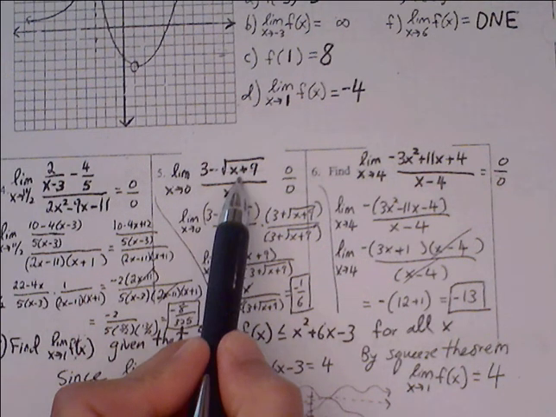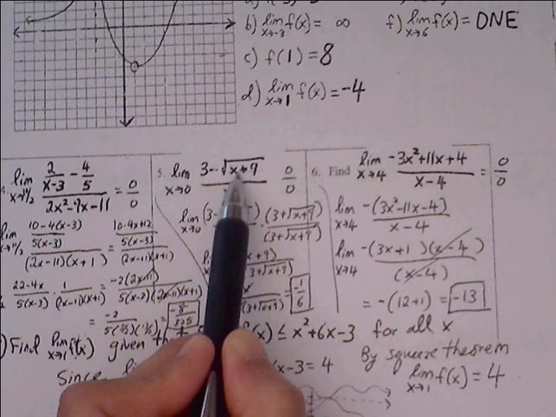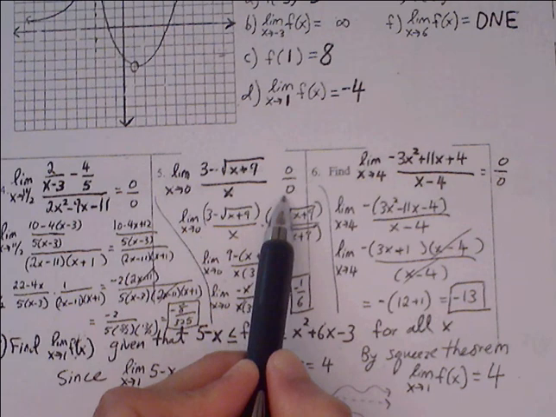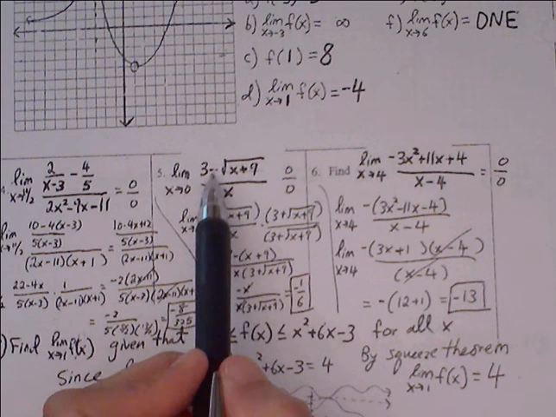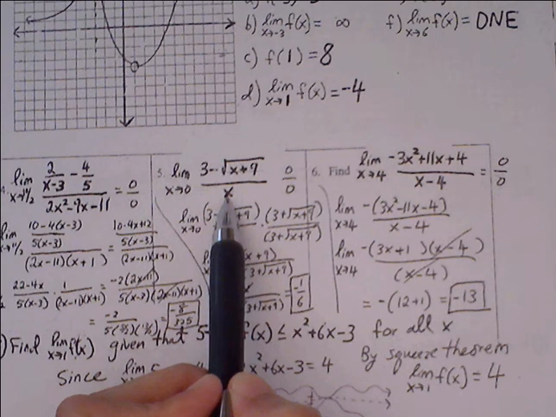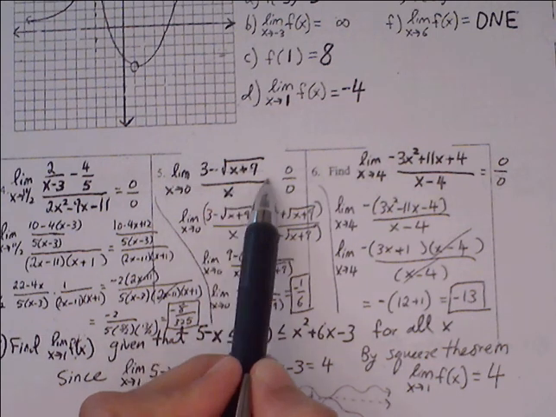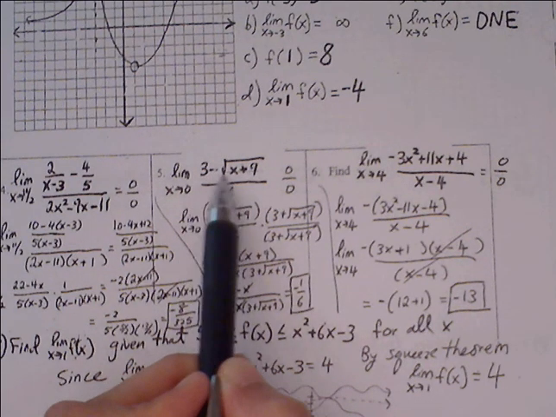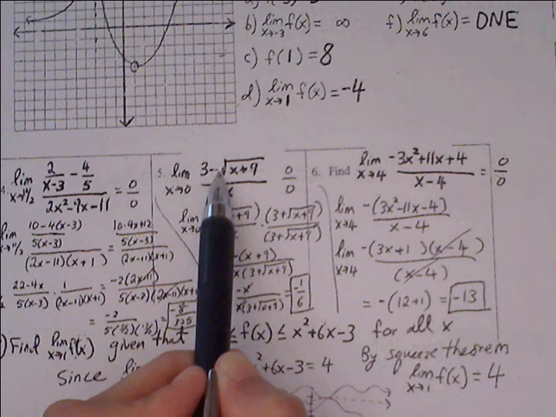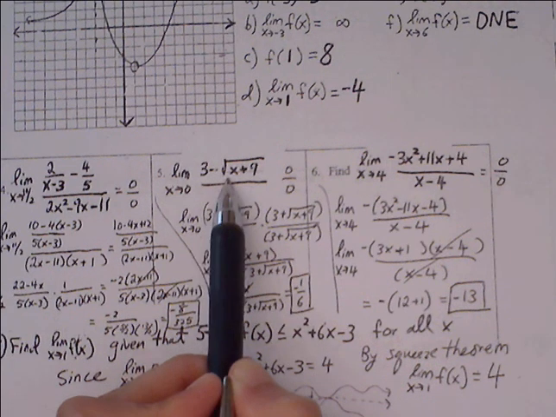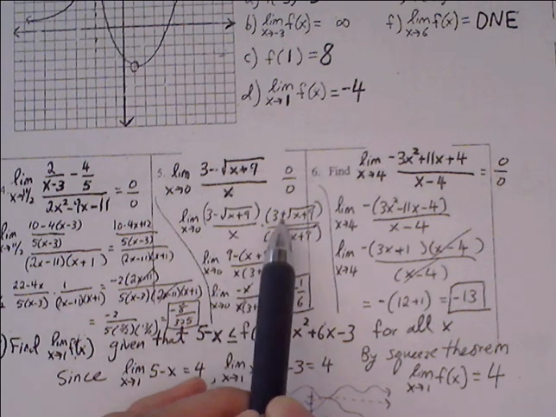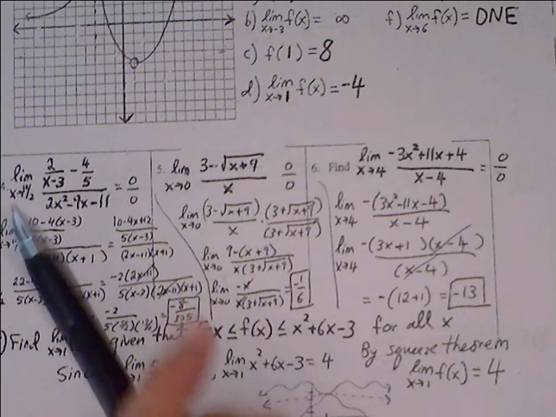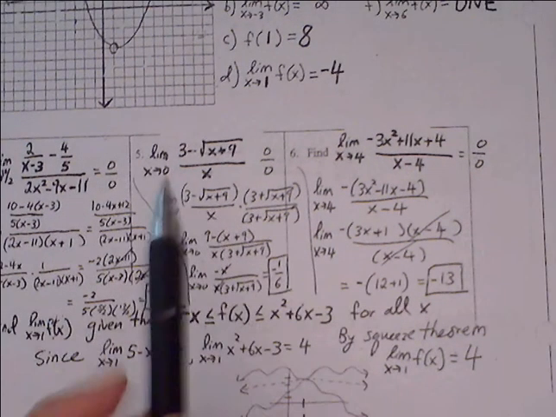Okay, for number 5, first thing we do is plug in our target x value. If we plug 0 in for x, we get 0 plus 9 is 9. Square root of 9 is 3. 3 minus 3 is 0. 0 over 0, that indicates indeterminate form. Now we can approach this problem by using conjugates. If we multiply by the conjugate of the numerator, conjugate just means we take the term and we change the sign. So the conjugate of this numerator expression will be 3 plus root x plus 9. So we multiply numerator and denominator by this conjugate, and then we expand.